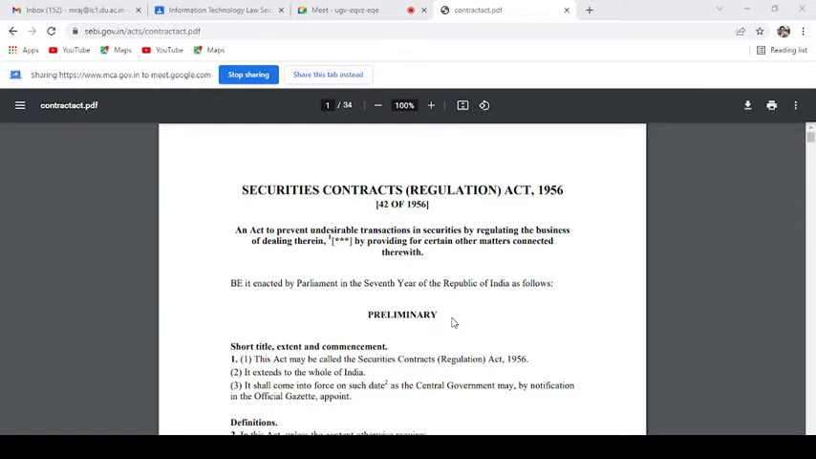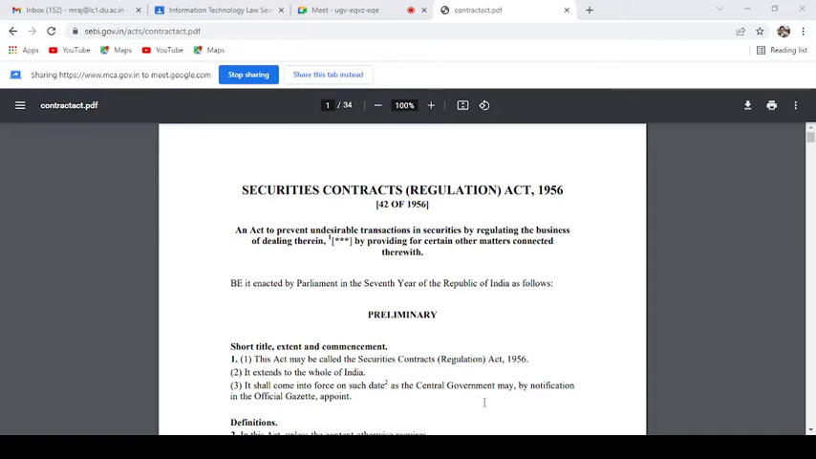Yes, can any of you read it? Section 25. May I? Yes, yes.